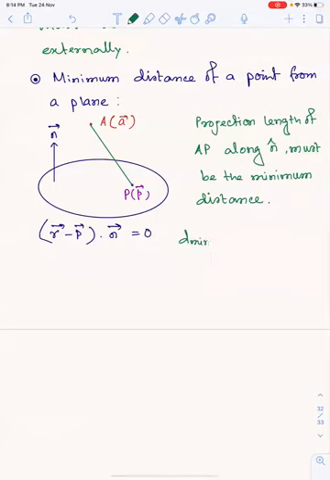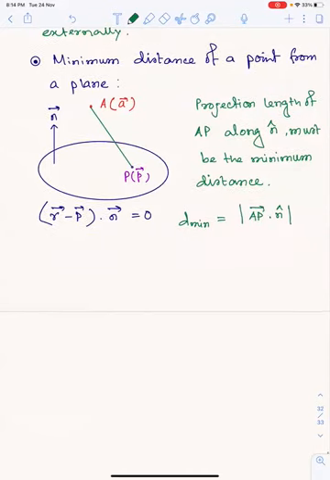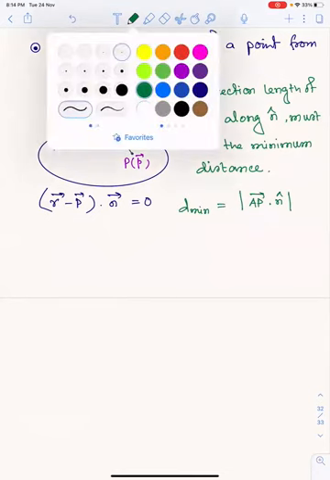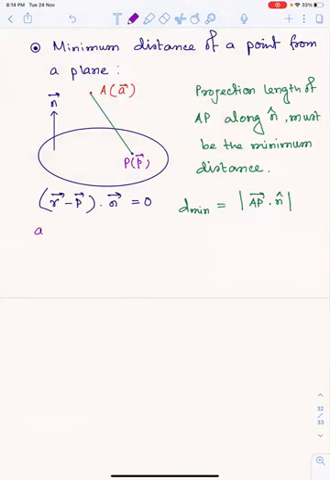Minimum distance, if I mark that as d min, is nothing but the modulus of AP dot n cap, as we are considering minimum distance. So if I go Cartesian and consider the representation of the plane as a into (x minus x1) plus b into (y minus y1) plus c into (z minus z1) is equal to 0.